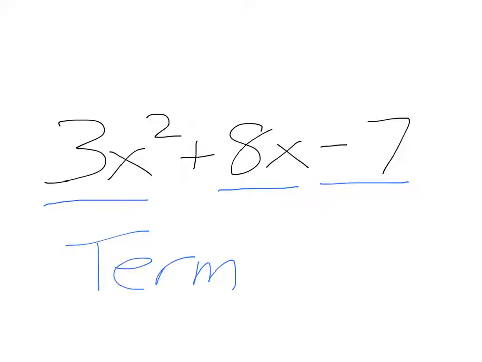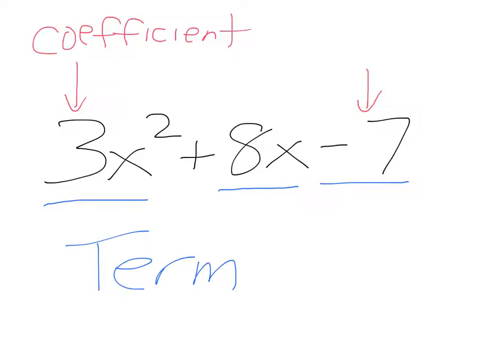Each term is broken up into two parts. Some terms are, I should say that. In this case, we have a number in front of the variable. This is called the coefficient. And then there's a variable. Now, when a term doesn't have a variable, it is called a constant.